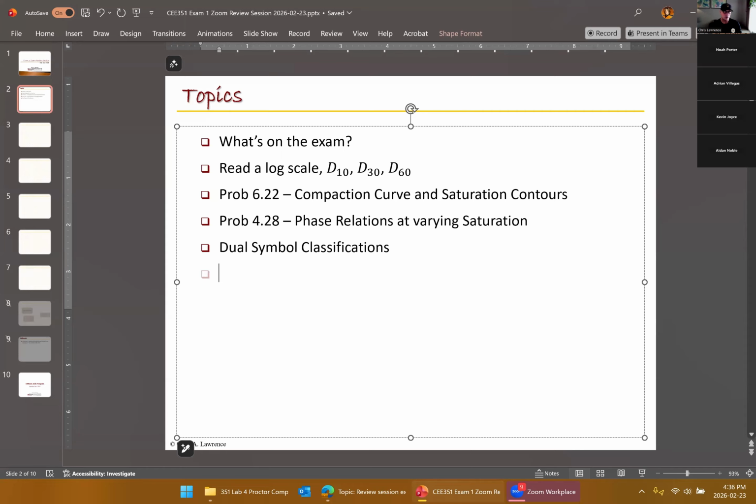So be knowledgeable, skilled, and efficient and fast in solving a phase relations problem, like several of the homework problems. Okay.